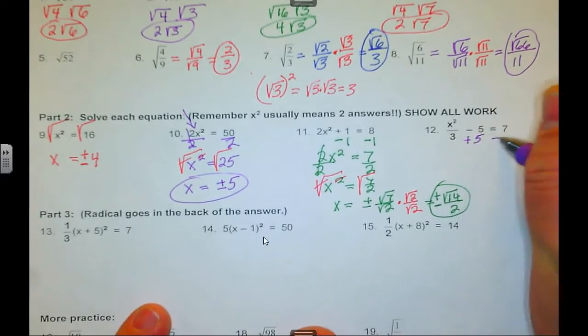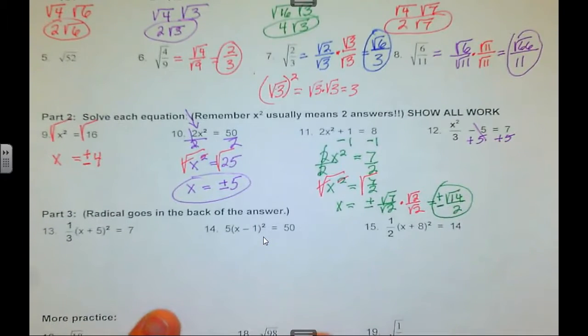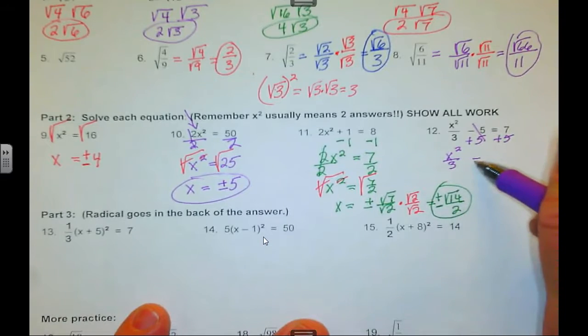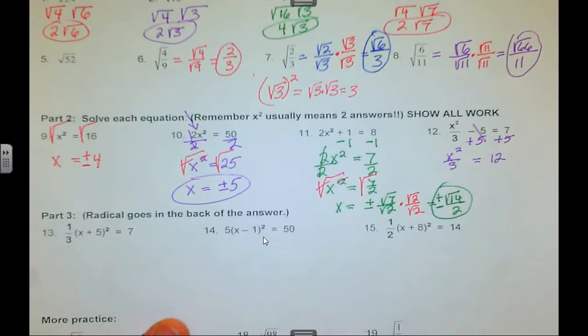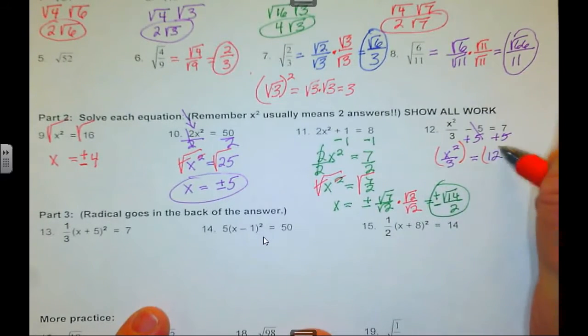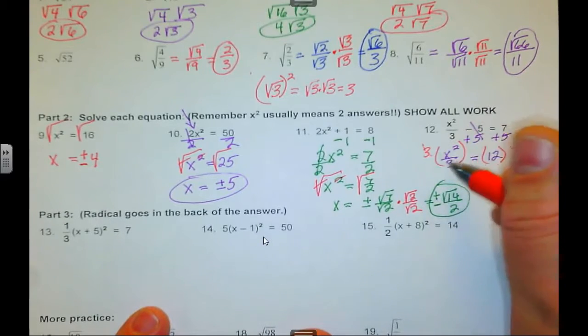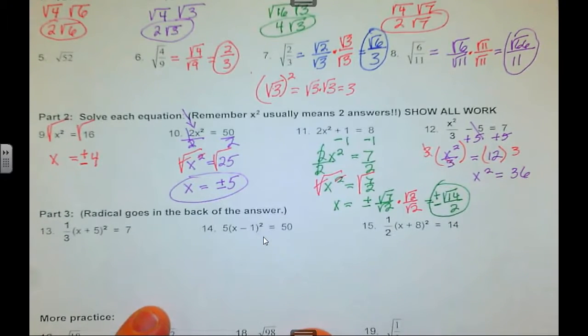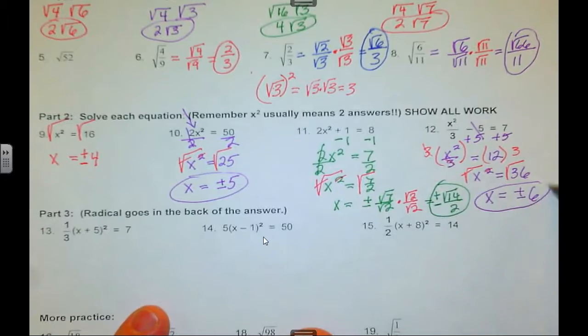Add 5 to both sides. I get x squared divided by 3 equals 12. How do I get rid of 3 in the denominator? That's right, multiply both sides by 3. So I get x squared equals 36. Square root both sides. So x equals plus or minus 6.